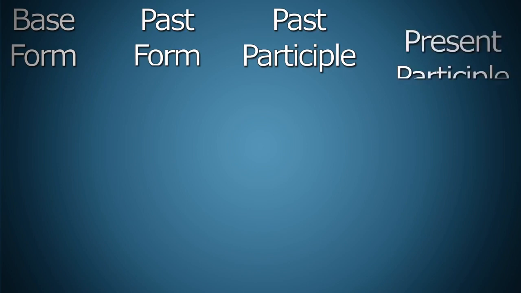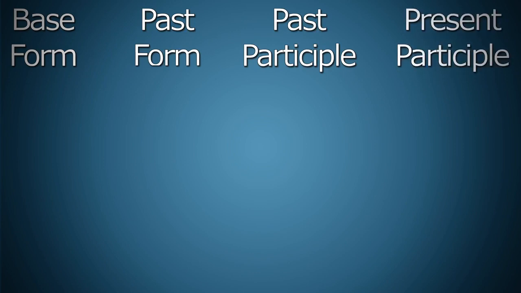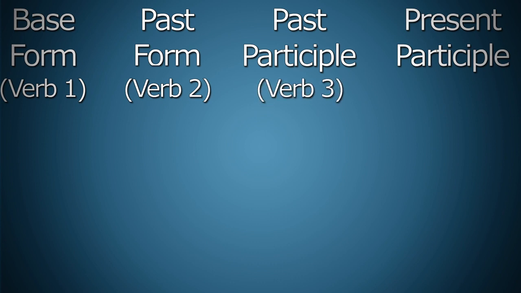The four forms are the base form, the past form, the past participle, and the present participle. Sometimes the base form is called verb 1. The past form is called verb 2. The past participle form is called verb 3. And the present participle is called the ing form.